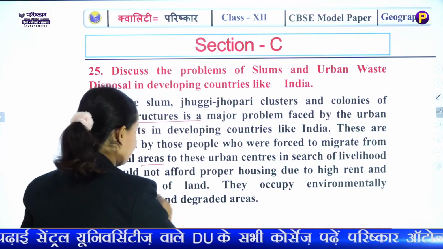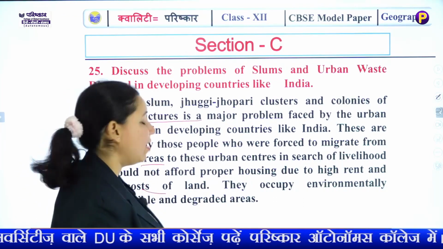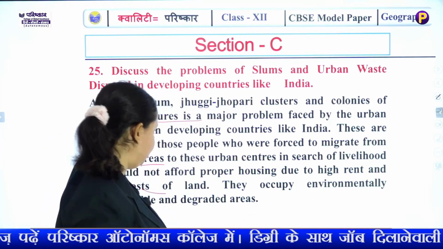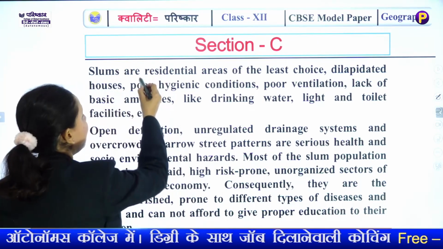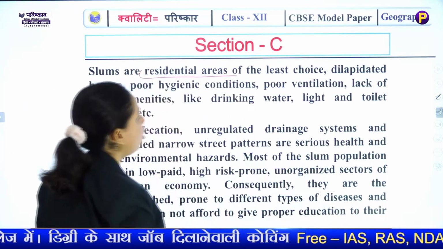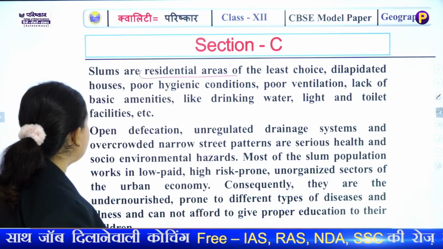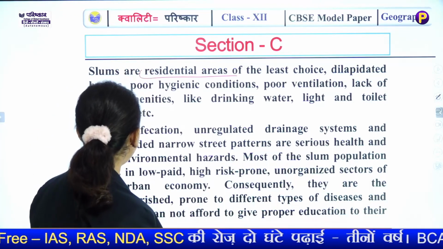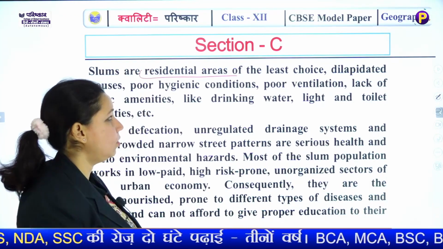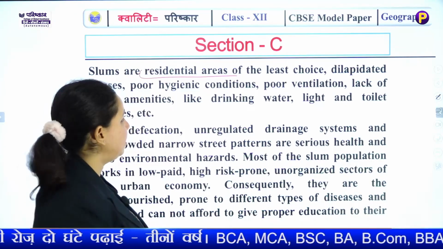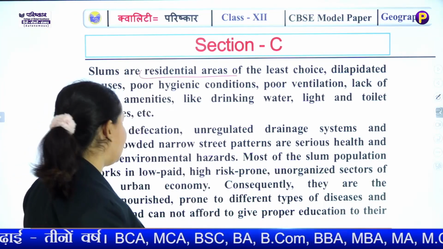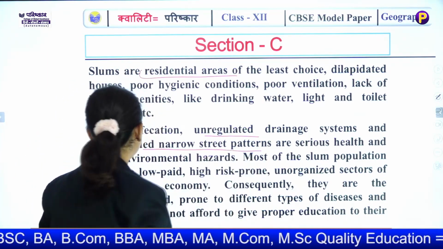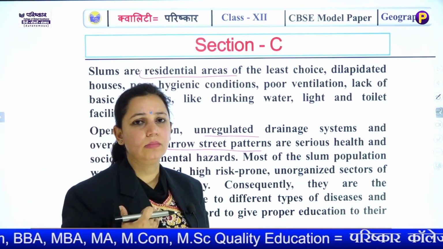The cost of living is very high, so they occupy environmentally degraded, incompatible areas where they live. It is a residential area inhabited by people of least choices. Their houses are not properly built. They have improper housing, poor hygienic conditions, poor ventilation, lack of basic amenities, open defecation, unregulated drainage, narrow streets. They are prone to health issues and environmental hazards.